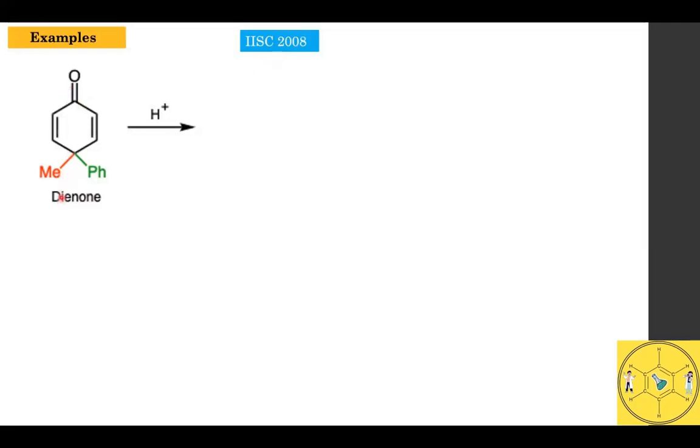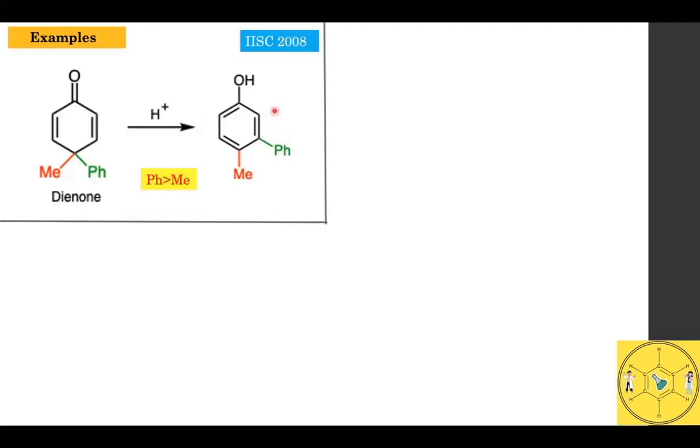Now look at this dienone: the fourth position has methyl as well as phenyl substituents. When you subject it to the dienone-phenol conditions, it generates the corresponding phenolic compound. Here you see that the phenyl group has more migratory power compared to the methyl. In our upcoming slide, we will see the complete migratory aptitude for this particular rearrangement reaction. So in this example, the phenyl group gets priority over the methyl, which generates this corresponding phenolic compound.